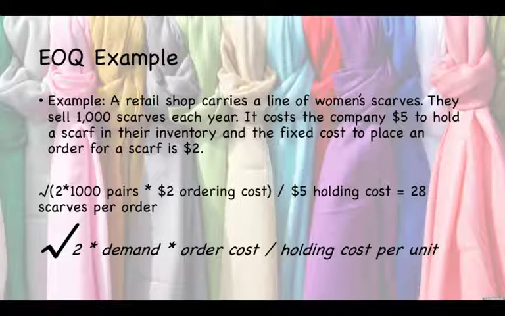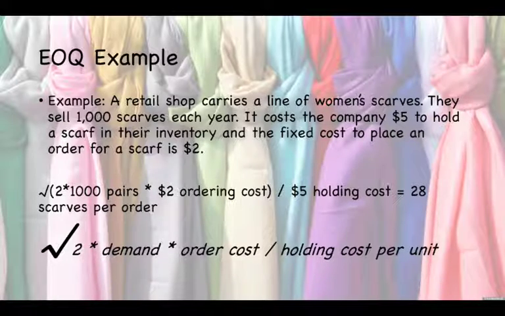EOQ example. Here is an example of solving for the economic order quantity, or EOQ. For example, a retail shop carries a line of women's scarves. They sell 1,000 scarves each year. The company is costed $5 to hold a scarf in their inventory, and the fixed cost to place an order for a scarf is $2. The formula for EOQ is the square root of 2 times demand times order cost divided by the holding cost per unit.